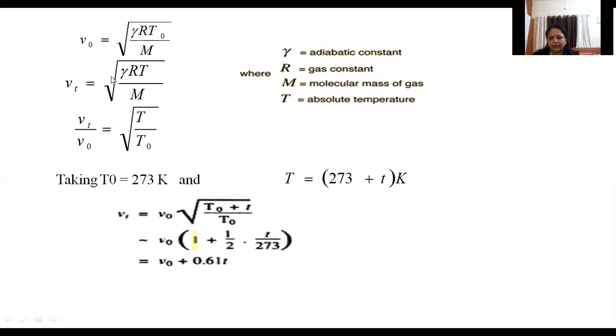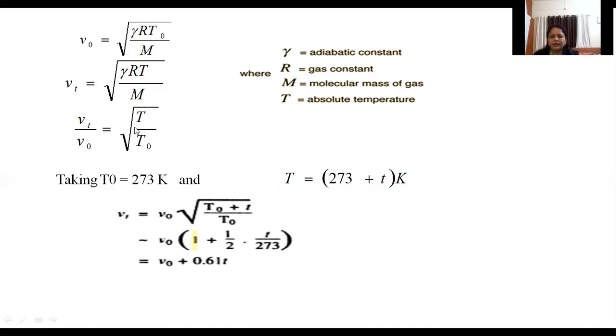And for temperature T, the velocity of sound is Vt, and that also we can write as square root of gamma RT upon m, where gamma, R, M, T have their usual meanings. That is, gamma is adiabatic constant, R is gas constant, M is molecular mass of gas, and T is the absolute temperature. And by dividing equation 2 by 1, gamma, R and M will get cancelled, and we finally get under root of T upon T0, which is the ratio of temperatures T and T0.